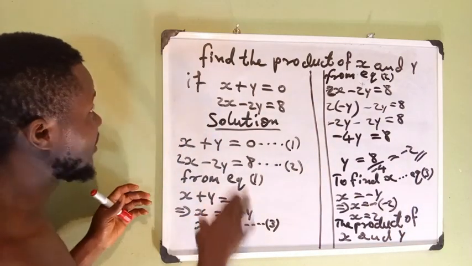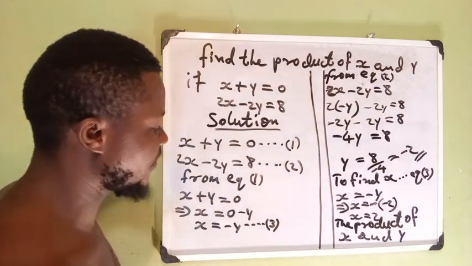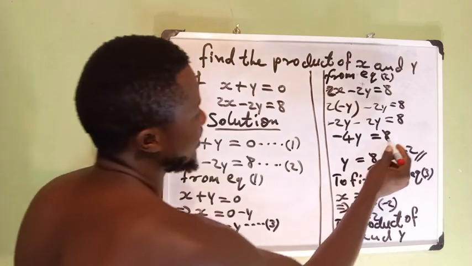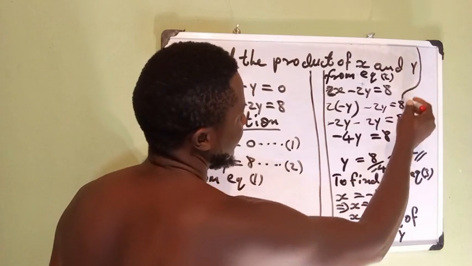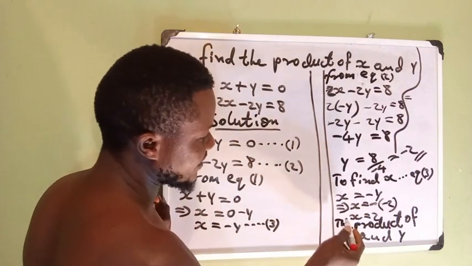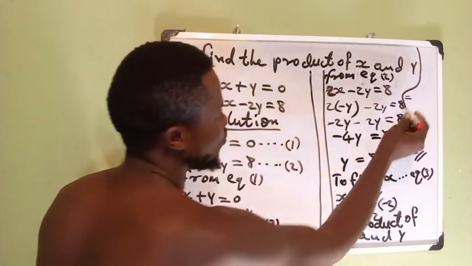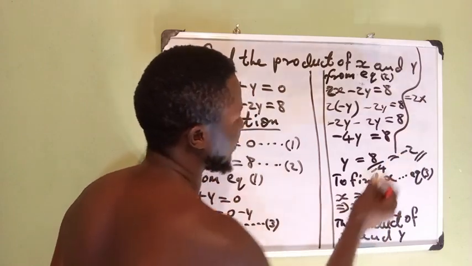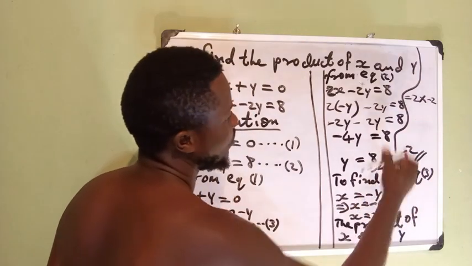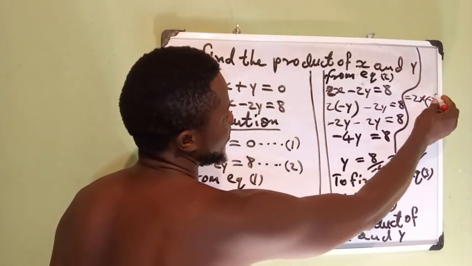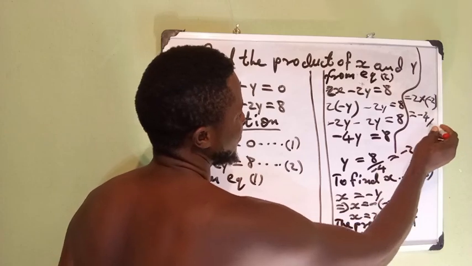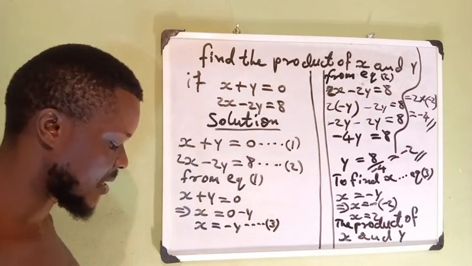Please, I just need to clean this side. Or the product of x and y. Let's just write it here. Is equals to, x is what? Our x is what? 2. 2 multiplied by our y is what? -2. So 2 times -2 will give us what? Will give us -4. So this is our final answer.